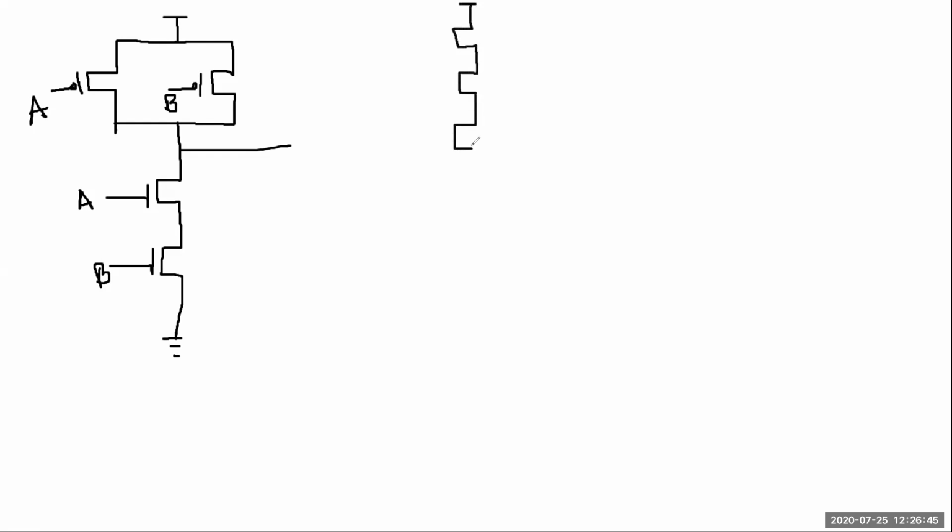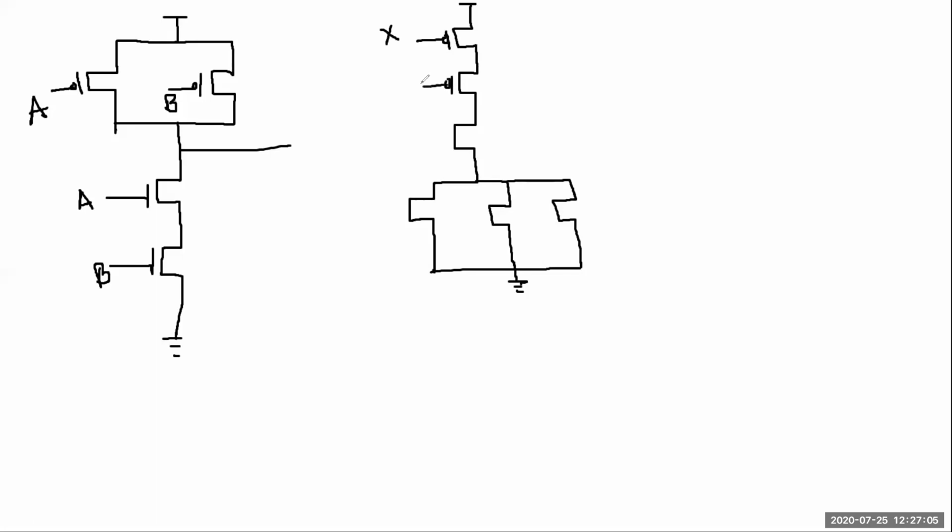X, Y, Z. Then you have parallel. Okay, let's say this is your X. This is your Y. This is your Z. Okay? So let's say this is your Z. This is your X. This is your Y. So this is connected to Z, right?